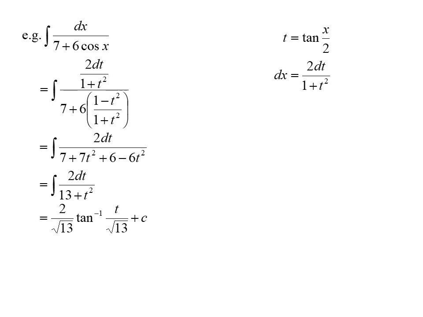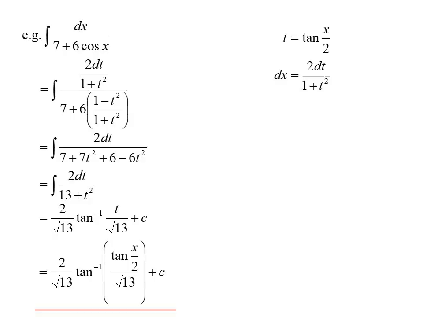So I get 2 on root 13 inverse tan of t on root 13, but now I substitute back and I get this expression. Now be very careful. It's so tempting to move that 2 to the bottom of the fraction and go 2 root 13, but remember, that's part of the angle. You can't just take that out of the tan itself. So 2 on root 13, inverse tan x on 2 on root 13.